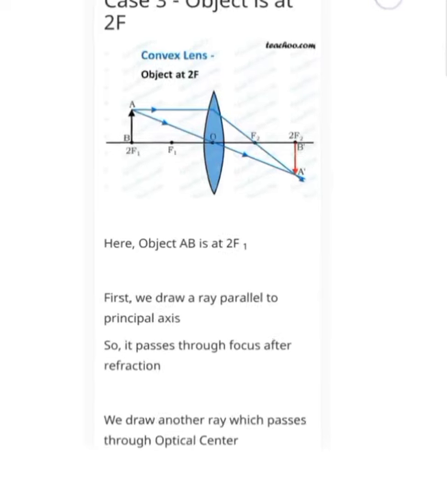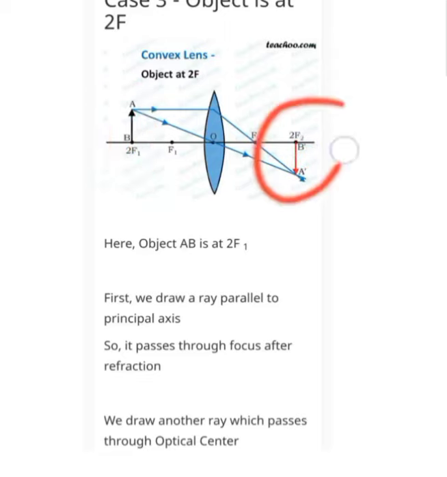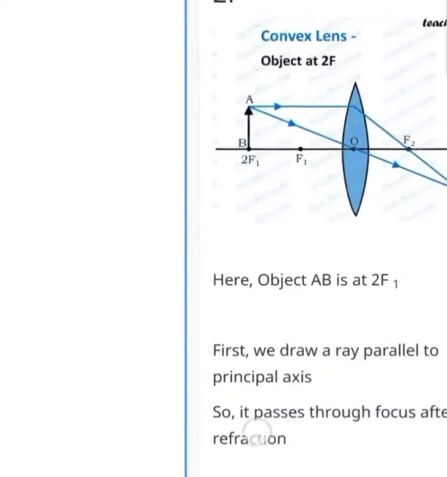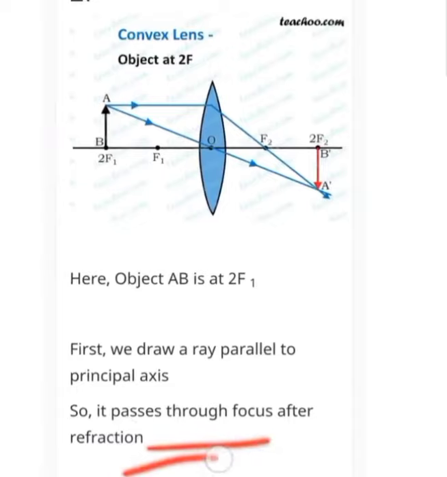After this, we have the next case: the object is at 2f. When the object is at 2f, what about the image? The image is also at 2f, and the size of the object is equal to the size of the image. The condition is that when the ray is parallel to the principal axis, it will go through the focus, and when the ray goes through the optical center, it will move straight through. First we draw a ray parallel to the principal axis, so it passes through the focus after refraction, and another one goes through the optical center.